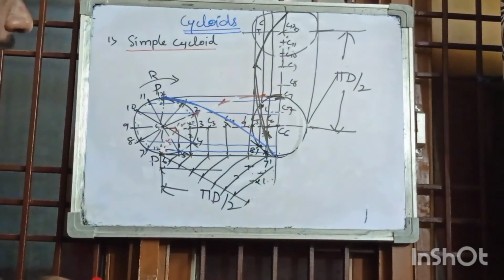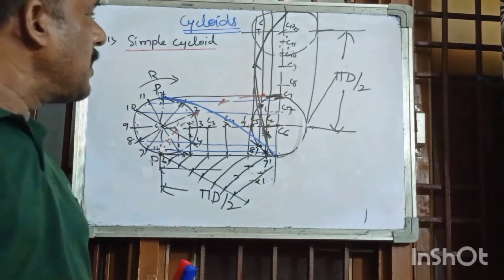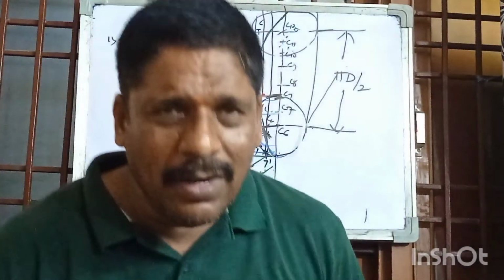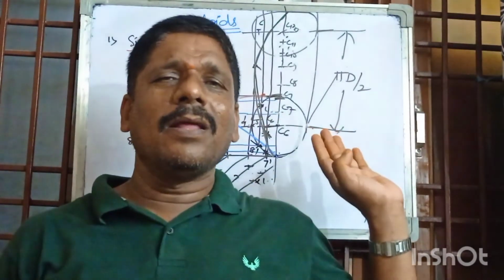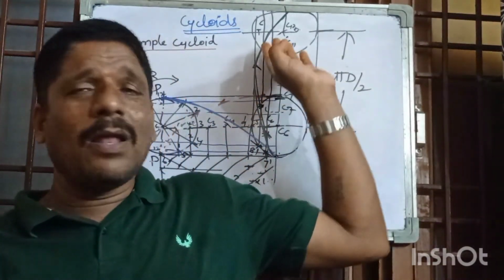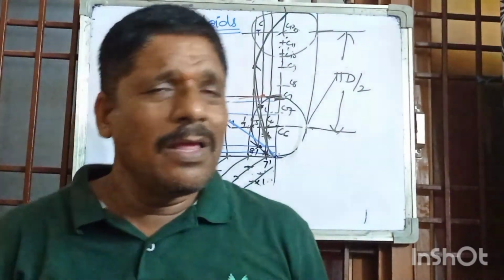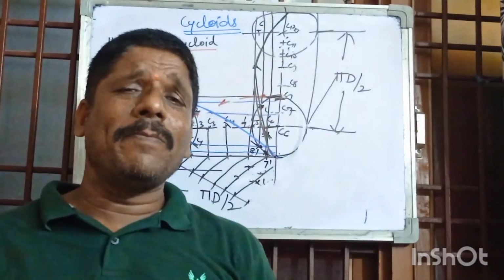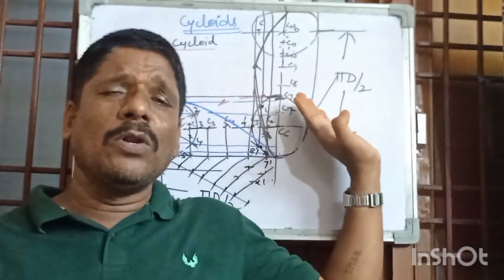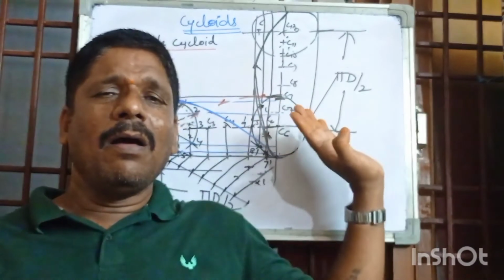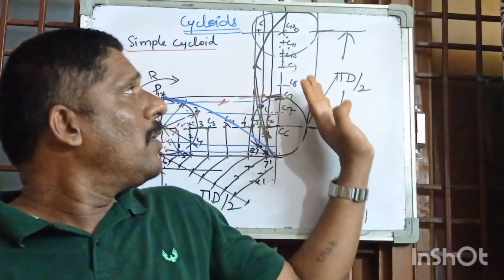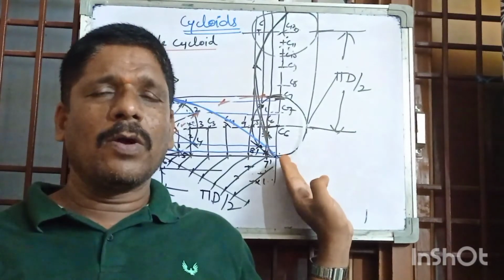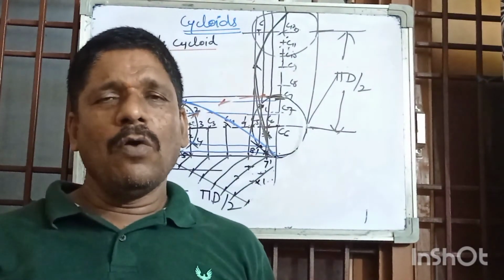So in this simple cycloid, they may ask for a full revolution horizontal, or half of the revolution horizontal and half vertical, or sometimes they may ask that half of the distance is horizontal and half of the distance is at 70 degrees, 80 degrees. Whatever the method, you have to go for this method only. By this method you will get the solutions to all the problems.